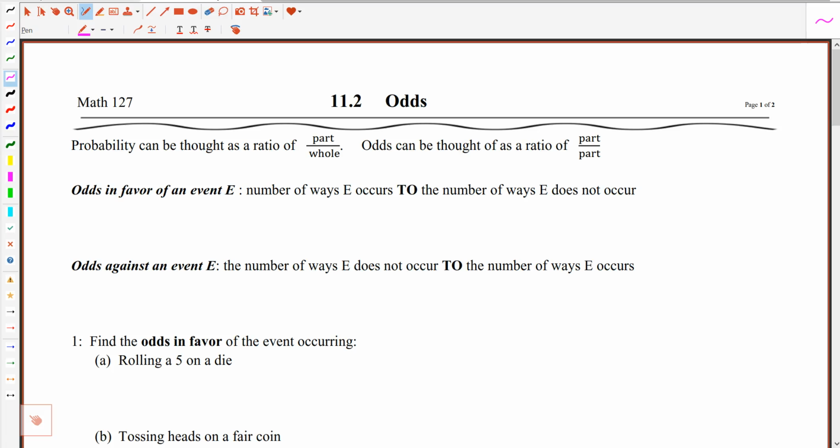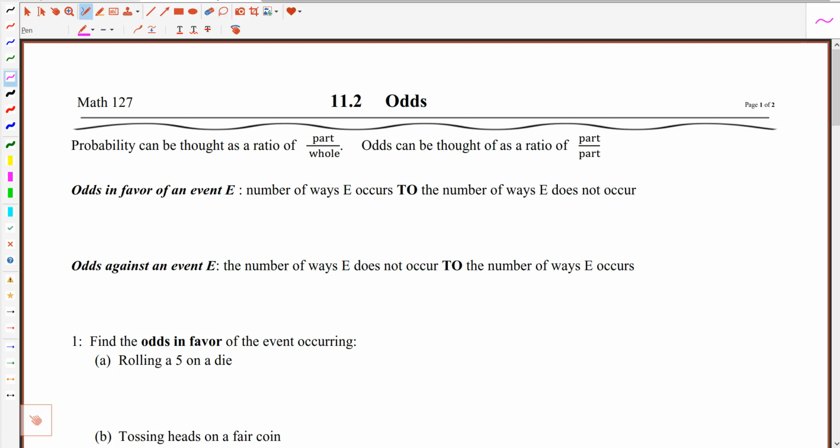Now, a probability can be thought of as a ratio of the part to the whole. So if you think about when we did the empirical probability, the whole was the number of trials, and the part was the number of successes. When we did the theoretical probability, the whole was the size of the sample space, and the part, again, was the number of successes, or the number of times your event occurred. Odds is a little bit different. Odds is a ratio of part to part.